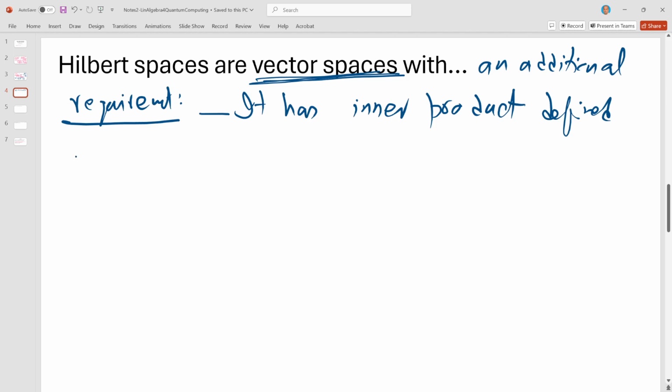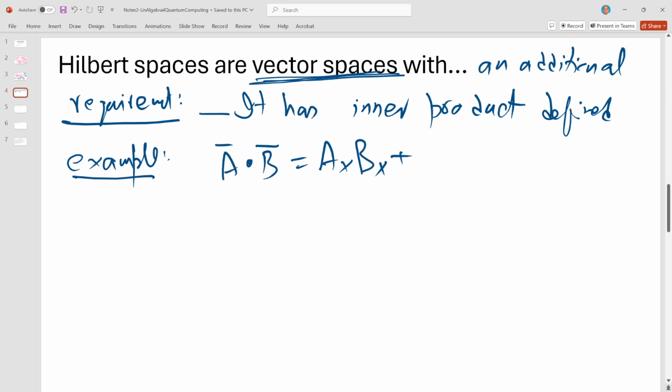As an example, the 2D space of Cartesian vectors is actually a Hilbert space as well, because we can define the dot product or inner product of two vectors as simply the sum of the products of the x and y components. So this is the inner product, which is the dot product for the case of the real space.